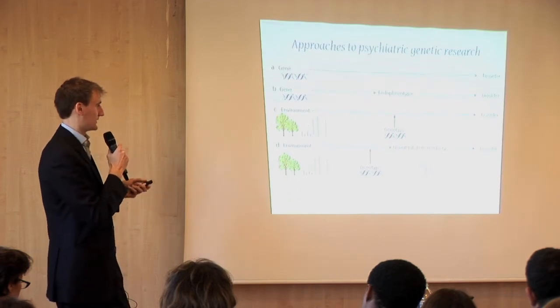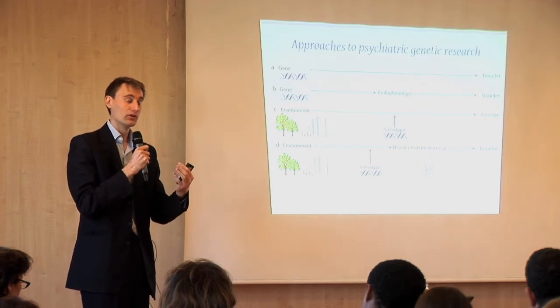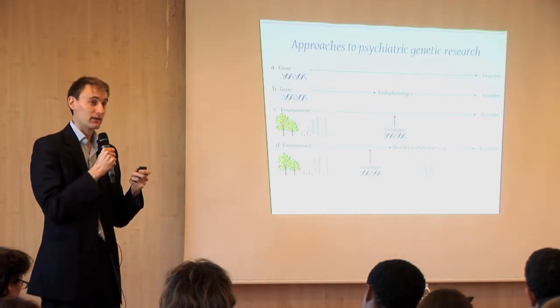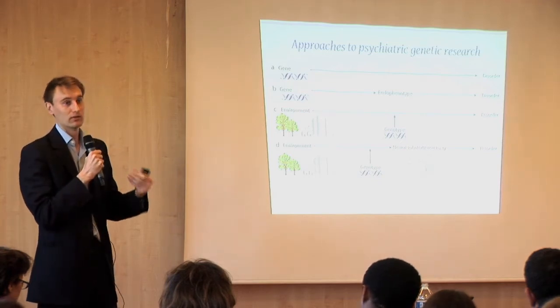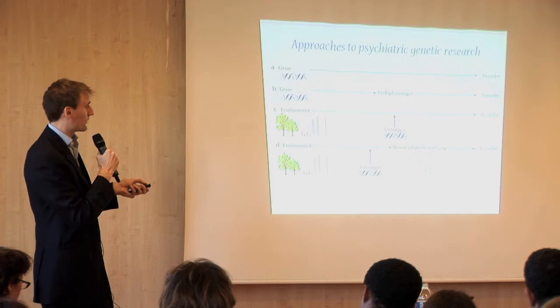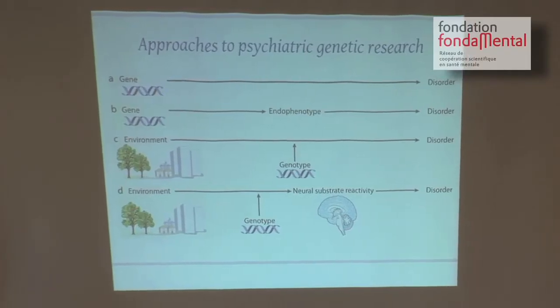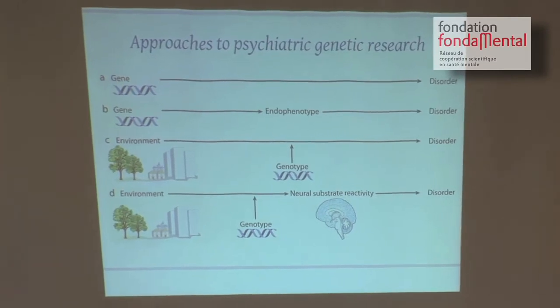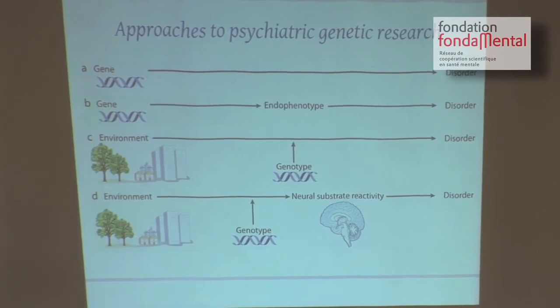Another approach is by saying, actually, rather than genes causing a disorder, it's the environment that causes the disorder, and the genes moderate the effect of the environment in causing the disorder. So this is a classical gene-environment interaction approach. And what I'm going to talk about today is employing this approach, that the environment causes the disorder and the genotype moderates it, and in fact we can measure neural reactivity, which is a more proximate measure of these effects than a questionnaire or some other measure.